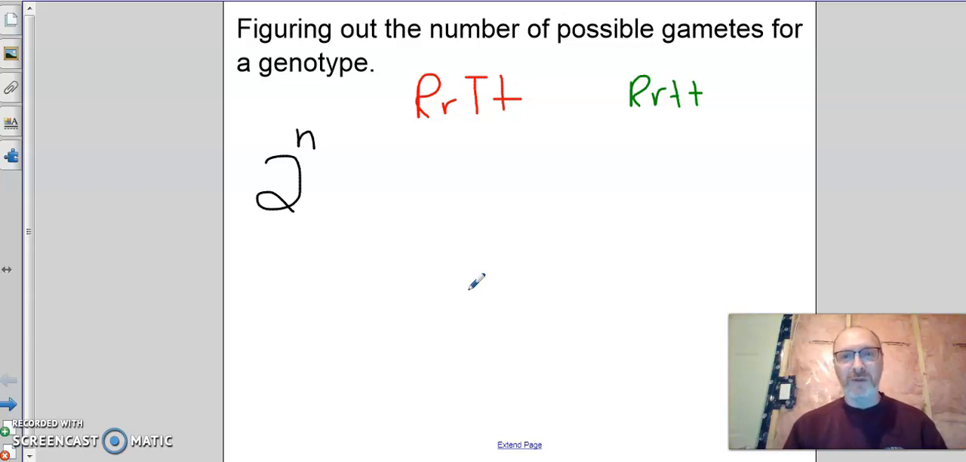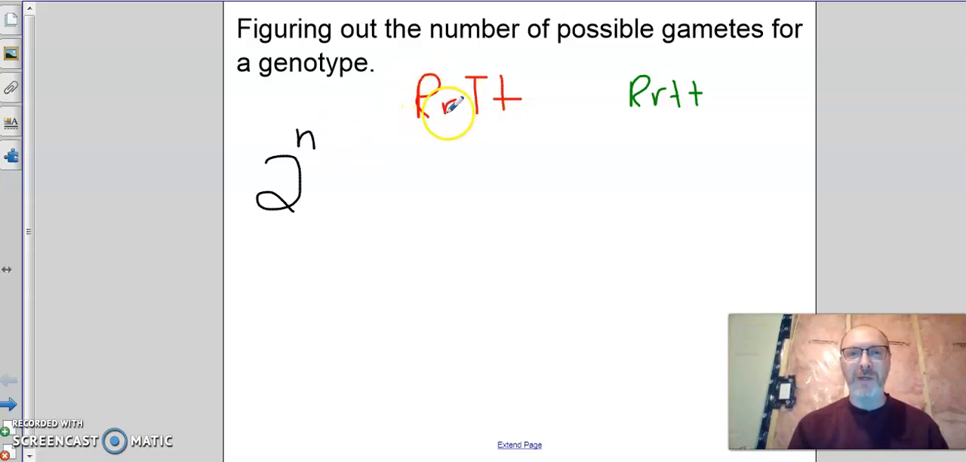So we'll do it in 3 steps, and this first slide is about figuring out the number of possible gametes for a genotype. What you do is use 2 to the n. 2 never changes in this little mathematical trick. The n does. The n is the number of heterozygous genes that are present in the genotype of the parent. We'll do a couple of examples to illustrate this.